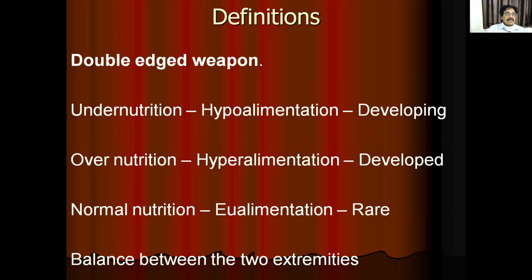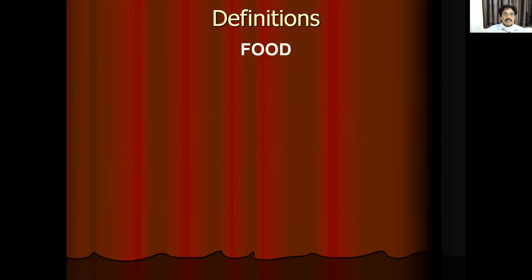From day one, they should be taught what to eat, what not to eat, when to eat and when not to eat. All these things should be taught, and that is called community nutrition. Now, what is meant by food? Anybody would like to define the term food?